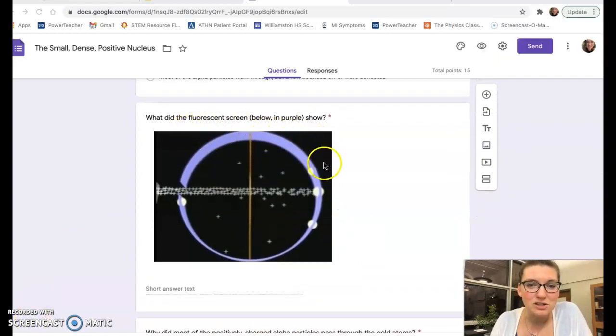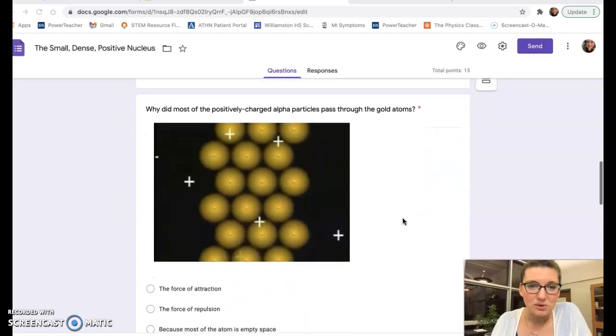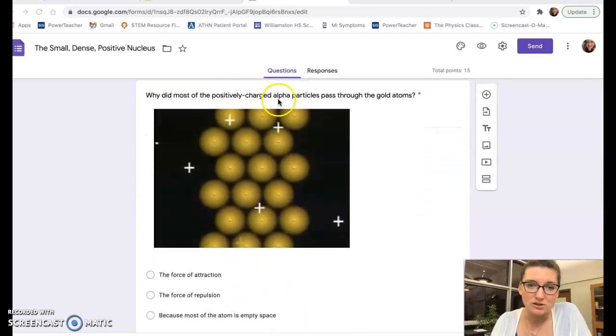So what did the fluorescent screen show? It showed where the alpha particles hit, like where they were deflected to. So why did most of the positively charged alpha particles pass through the gold atoms? Was it because of the force of attraction? Was it because of the force of repulsion? Or because most of the atom is empty space? It's because most of the atom was empty space.